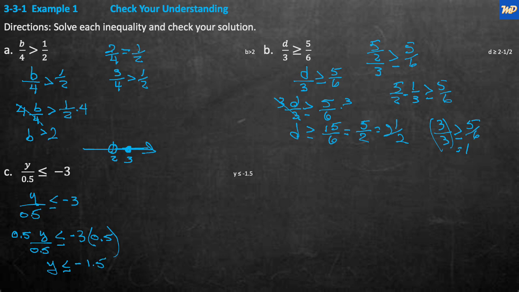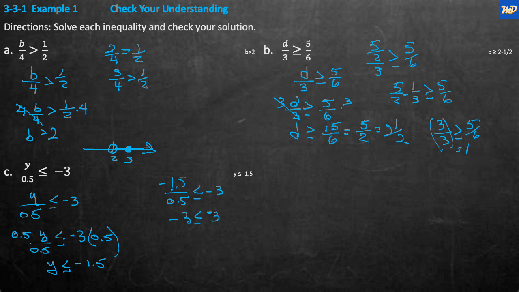Now again, we can go back and put into our answer here, instead of y, we're going to put in -1.5 divided by 0.5. Is that less than or equal to -3? Well, if we divide -1.5 by 0.5, we end up with -3 because it's -3 halves divided by 1/2. So yes, -3 is less than or equal to -3.